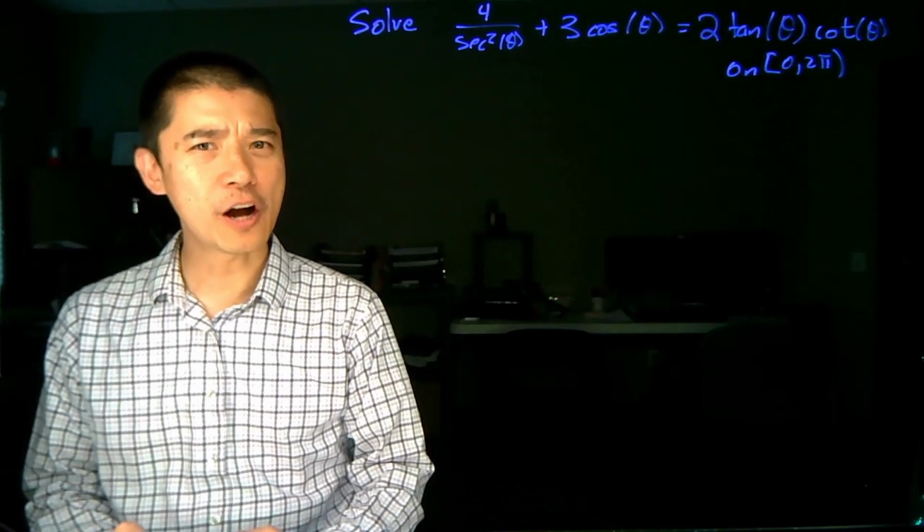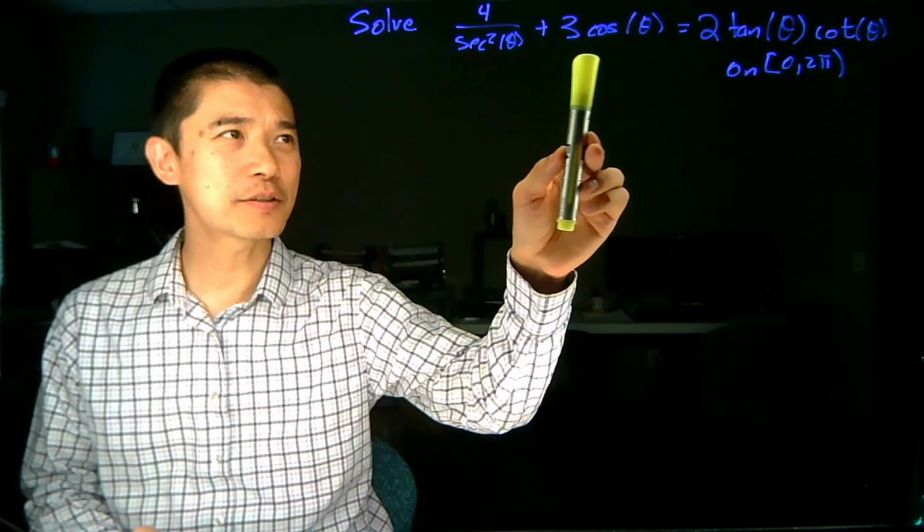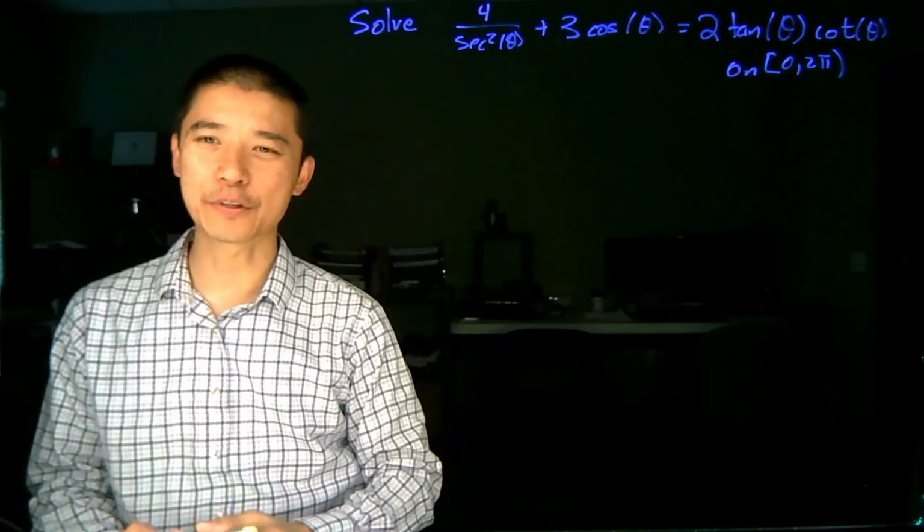Here is a very complicated looking example. Solve the equation 4 over secant squared theta plus 3 cosine theta is equal to 2 tangent theta cotangent theta on the interval from 0 to 2 pi.